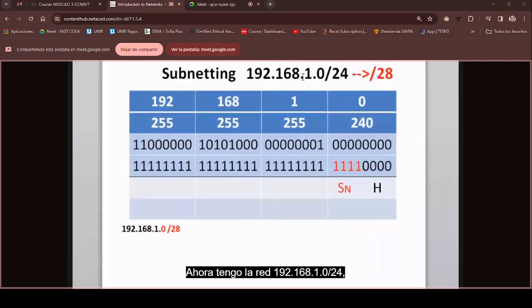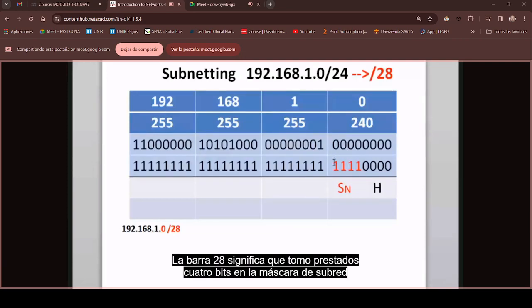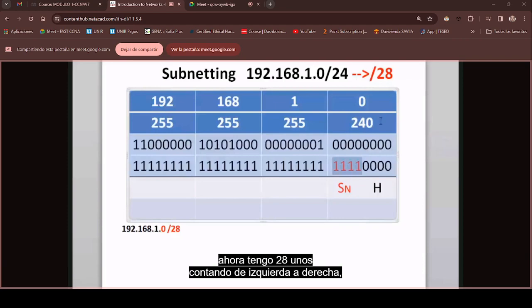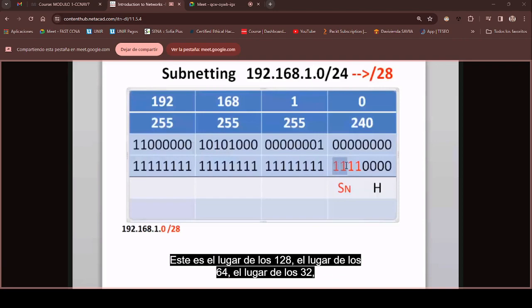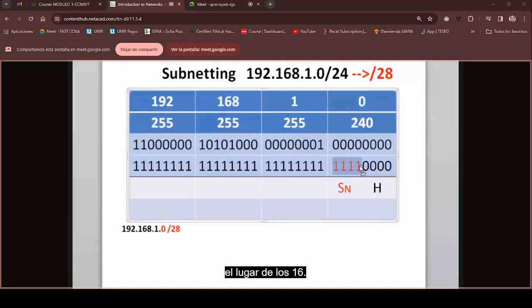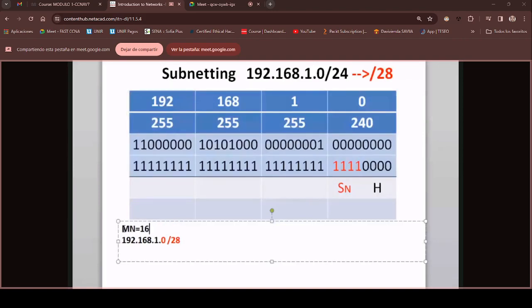Now I have the 192.168.1.0/24 network. I want to subnet it, changing it to /28. /28 means I borrow 4 bits in the subnet mask. So I now have 28 ones counted from left to right. 255, 255, 255, 240 subnet mask. 128 plus 64 plus 32 plus 16 is 240. The last one is in the 16's place. This is the 128's place, the 64's place, the 32's place, the 16's place. So the magic number is 16.